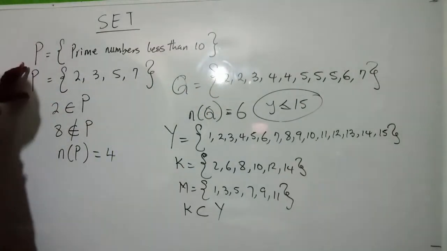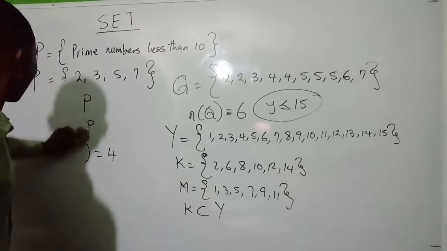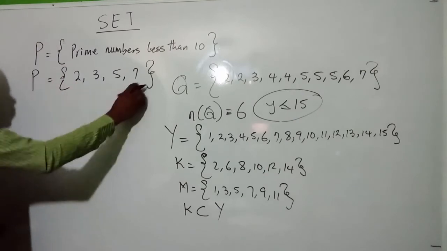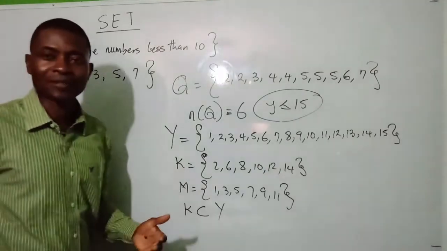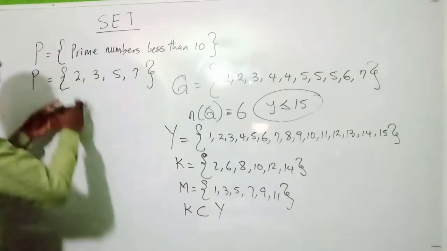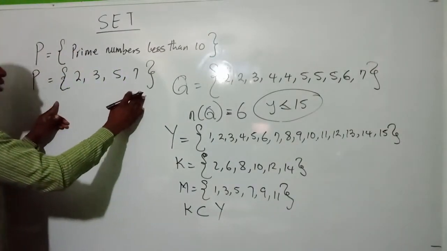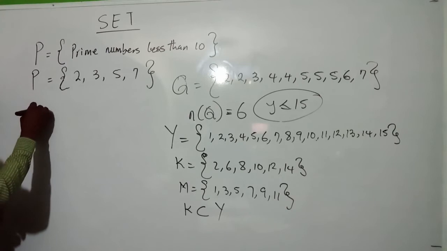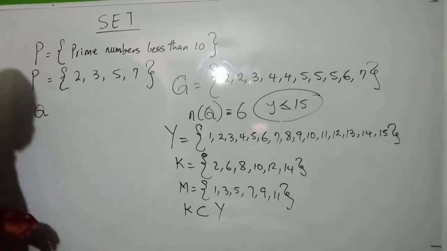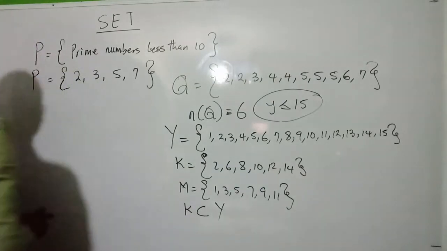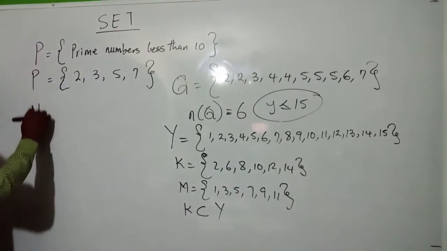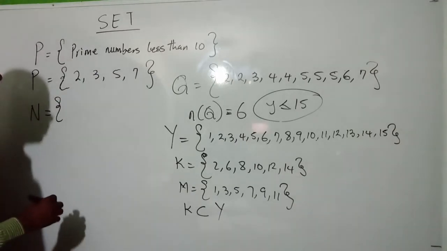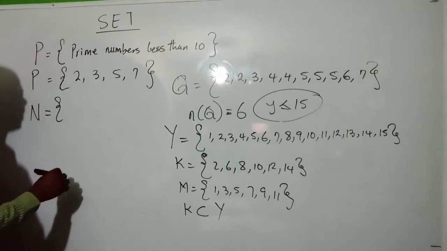Let's go back to this set P. I can easily tell the number of subsets in this set P. How will I know that? I can do it by listing all the subsets out. Or let's take another example. Let me use N. Set N is the set of even numbers less than 10.